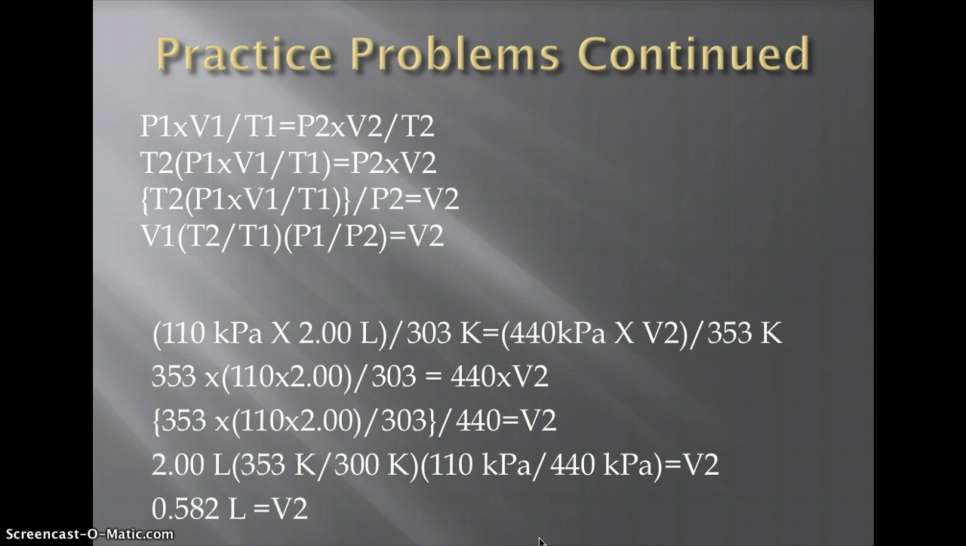And as you can see, my final answer is 0.582 liters. The way I got liters was, first we canceled out kelvins because both the top and the bottom were in the unit kelvins, so they were able to be canceled out. Then I canceled out the kPa because they were both also kPa. So all we were left with was liters.